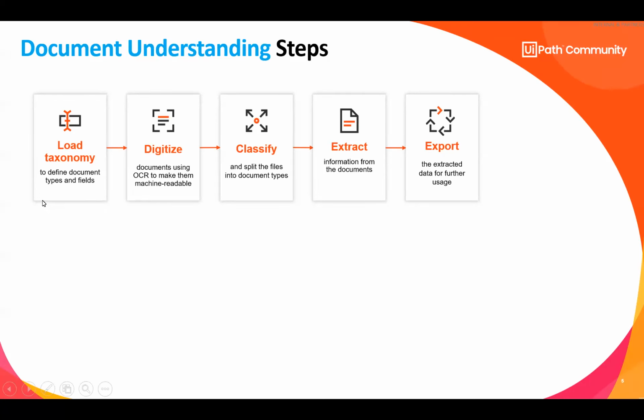The very first step that we have to do is load taxonomy. We have to define the fields, that is, what are the fields that we want to extract, and those fields will be defined in the Taxonomy Manager. The next one is digitize. We are converting the document to a machine-readable format. Getting it? If you have already used digitization in your workflows, look at the output. What is the output, guys? The output is the document object model.